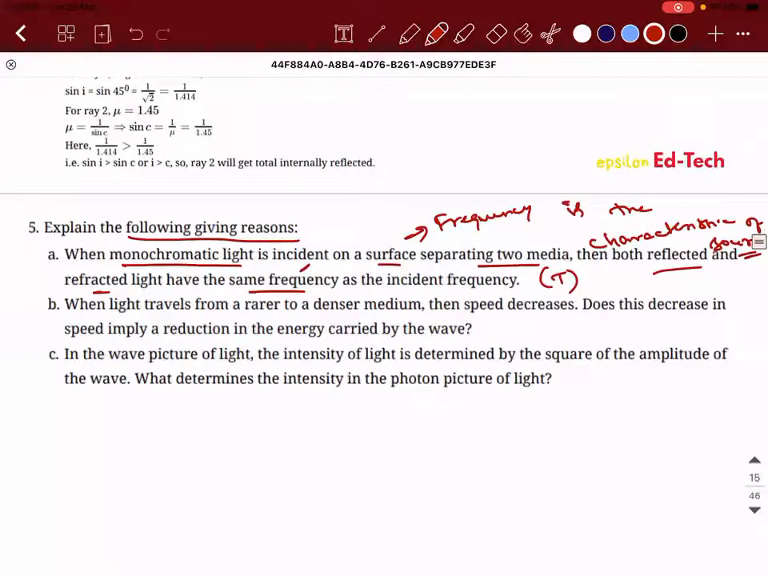When light travels from a rarer to a denser medium, the speed decreases. Does this decrease in speed imply a reduction in the energy carried by the wave?